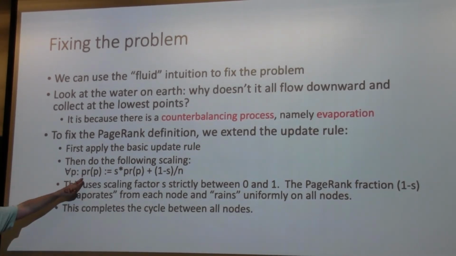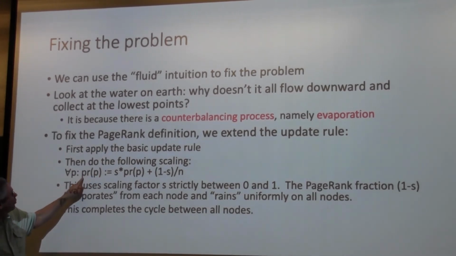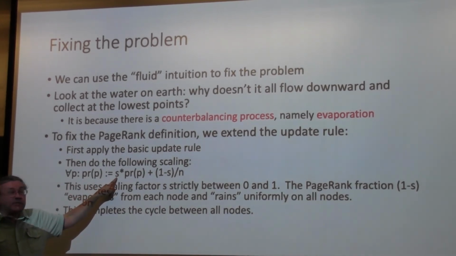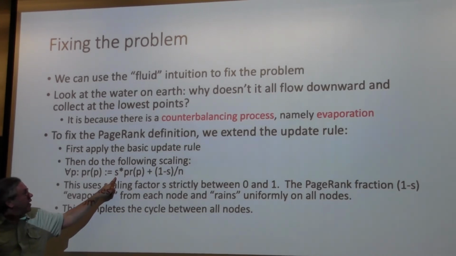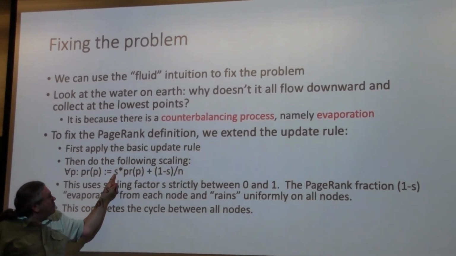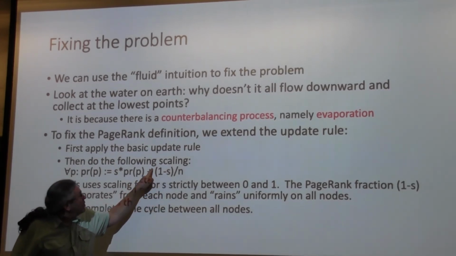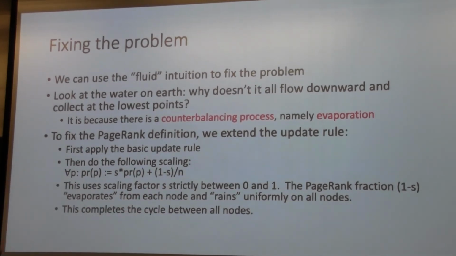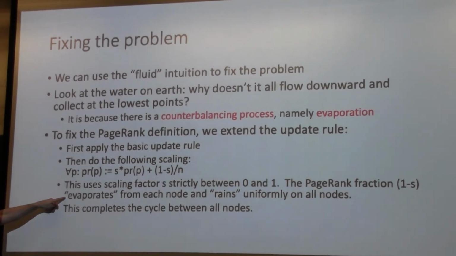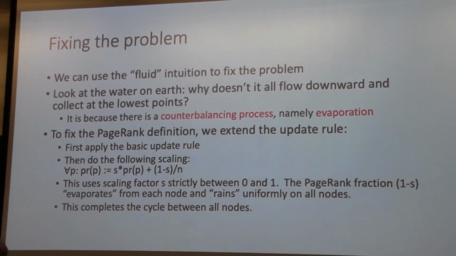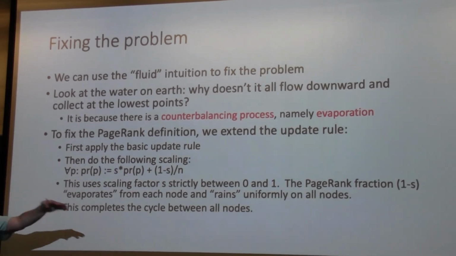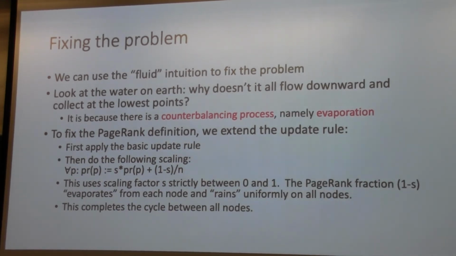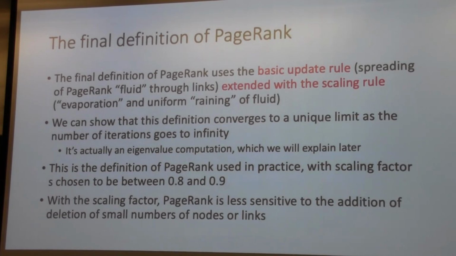This is called the scaling rule. The scaling rule is the following. You take the PageRank of a page, you multiply it by a scaling factor, a number between 0 and 1, so less than 1, okay? And the leftover PageRank is spread uniformly over all the nodes, so (1 minus s) divided by n pages. So the PageRank fraction 1 minus s evaporates from each node and rains on all the nodes, but uniformly, okay? And this completes the cycle. And with this idea, the algorithm is completely useful, okay?